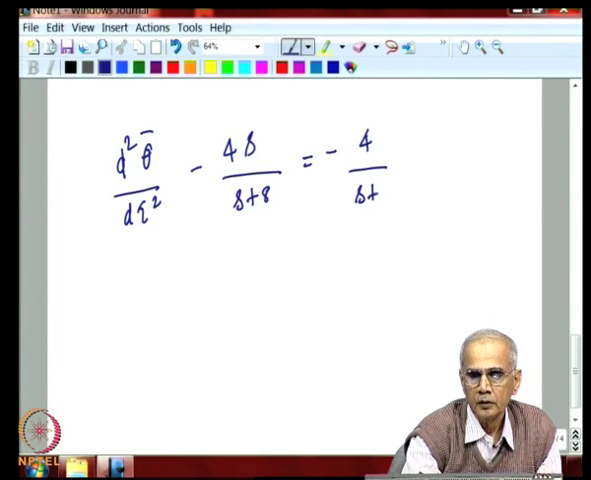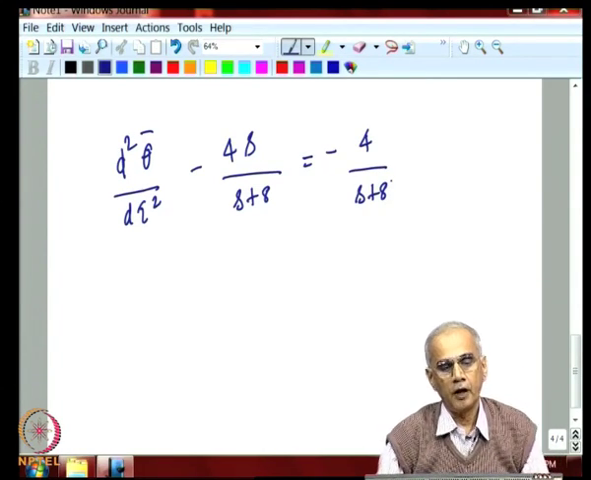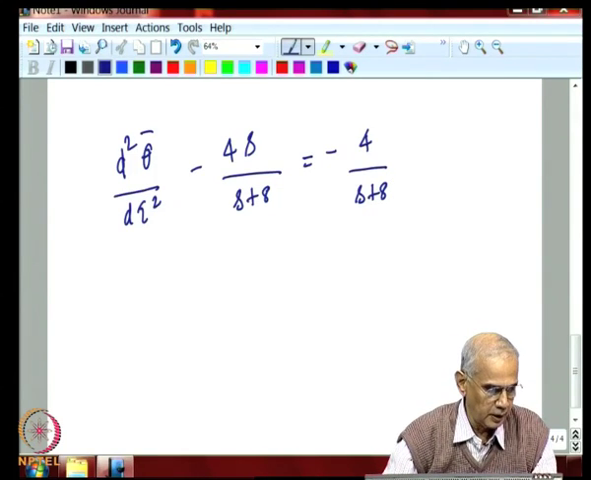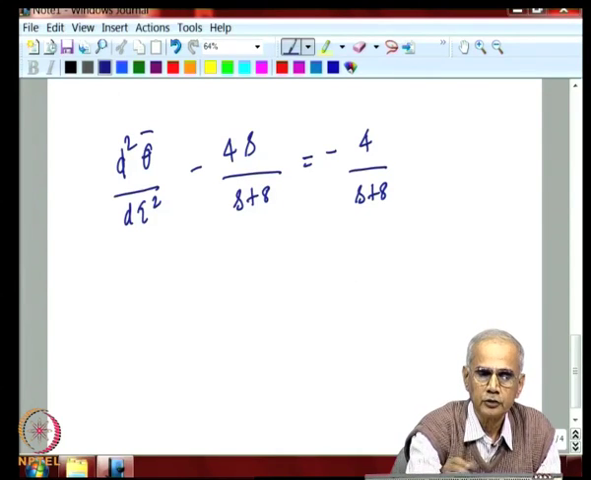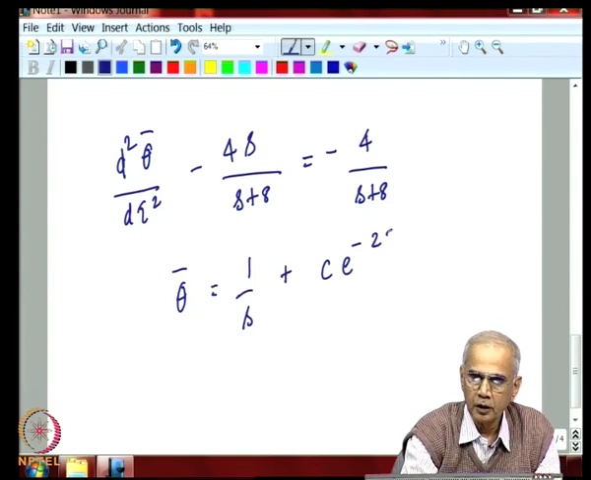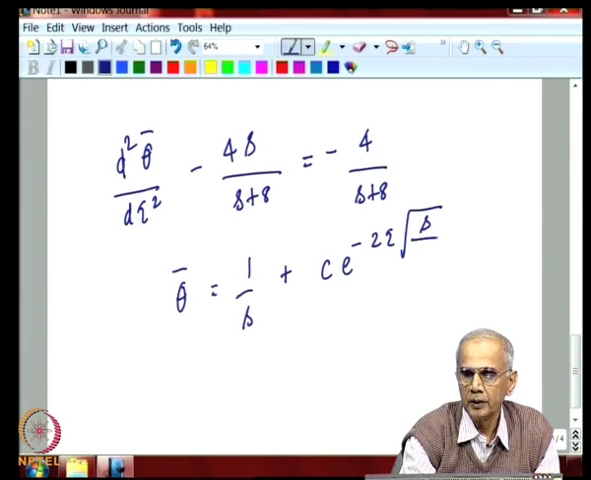So, this is the final expression you get after Laplace transform and kernel approximation and eliminating the integral terms. And one can show very easily that the solution to this equation, ODE really, ordinary differential equation, is 1 over s plus c e to the power minus 2 tau root of s by s plus 8.